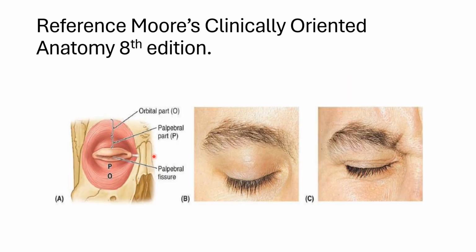Then here, for example, you can see the orbital and palpebral parts of orbicularis oculi. This is the orbicularis oculi. This furrow is formed in the movement of the eyelid. Yes, this part of the eye, orbicularis oculi.